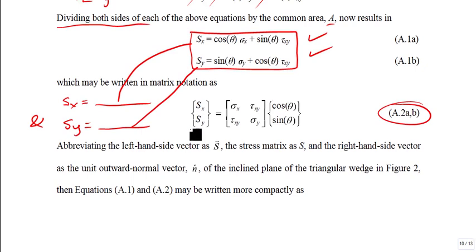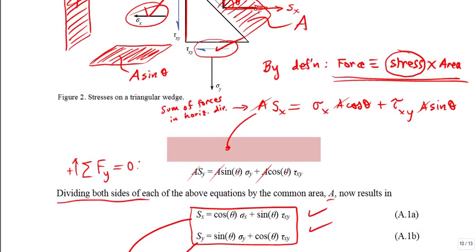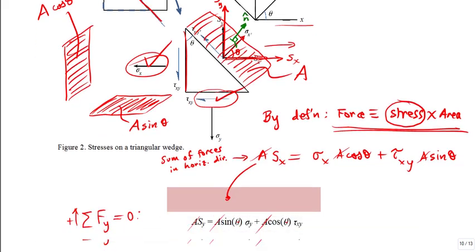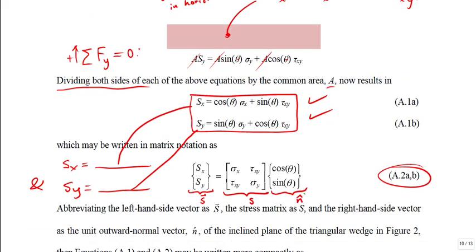And if I were to abbreviate this as my S vector, this, without the vector symbol above, I'm going to call my stress matrix. And this is what I'm going to call my unit normal vector. And the unit normal vector is nothing other than a vector which is pointing outward from this, and it is perpendicular to this plane. And this is the unit normal vector n hat, and that's this one.